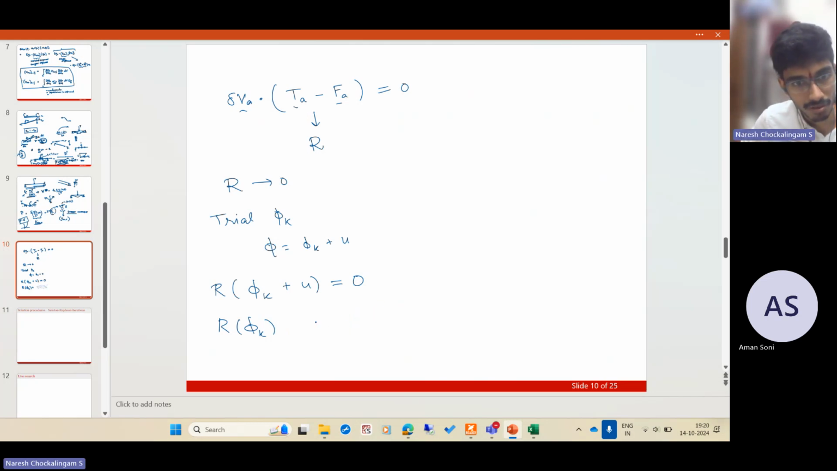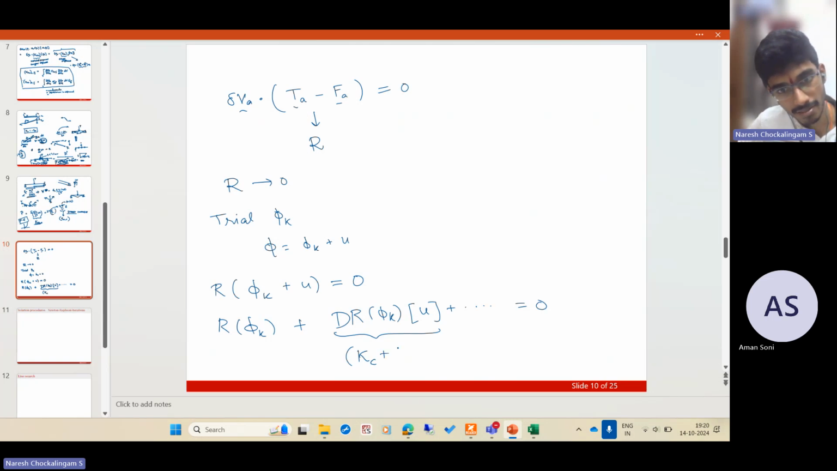So this plus the directional derivative of r of phi k in the direction u plus some higher order term should be equal to 0. Now this can be written as what? This we just got as K, it is Kc plus K sigma times u. So this is the linearization of the residual.